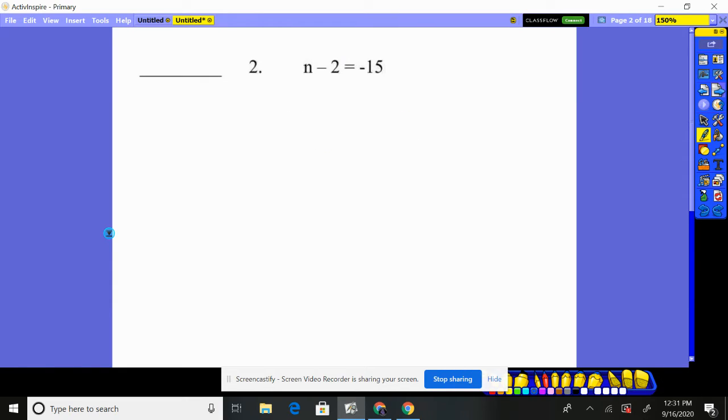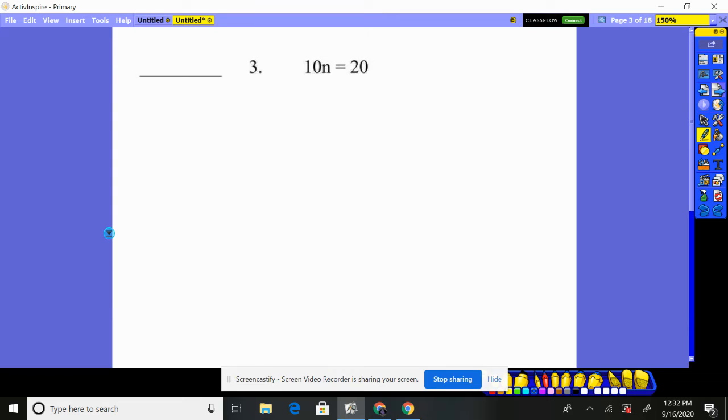The second one, you have a number, you took 2 away from it, it gave you an answer of negative 15. So if you have a number in your head, you take 2 away from it. How could you move back to the number? Well, you could add 2. So we're going to add 2 to both sides of the equation. Goes away there. N equals lose 15, gain 2 of it back. You're at negative 13. And you can check. Negative 13 minus 2 does give us negative 15.